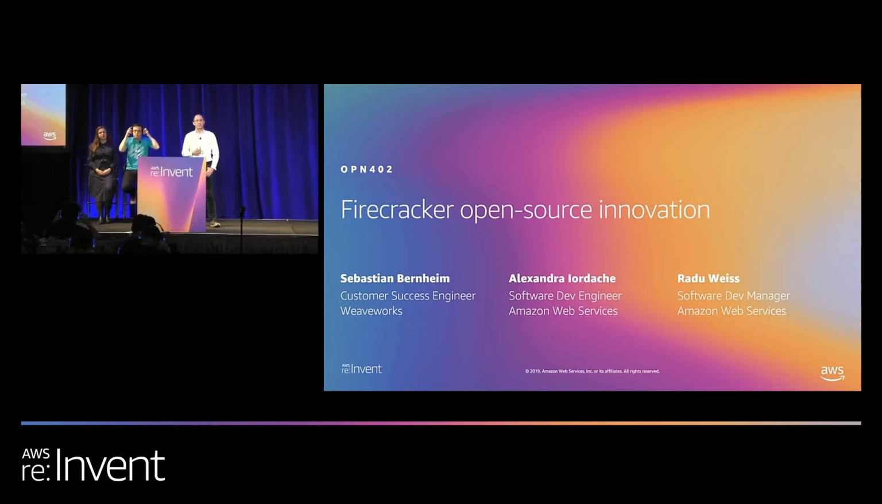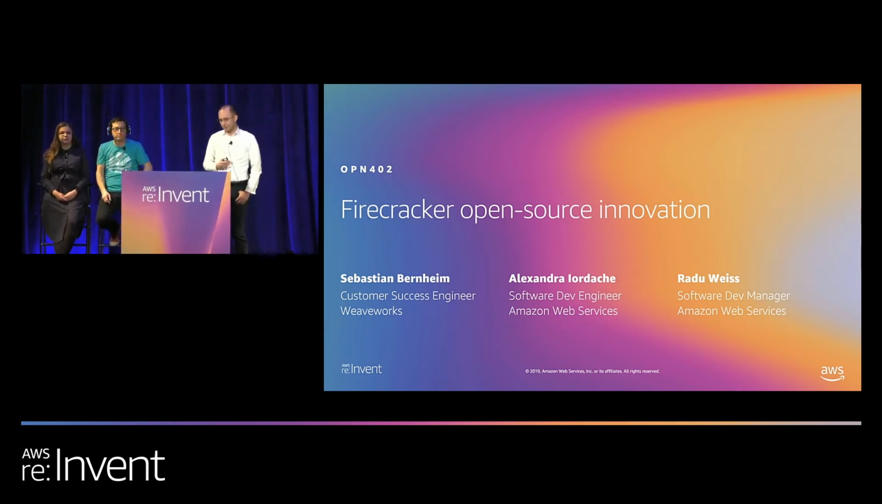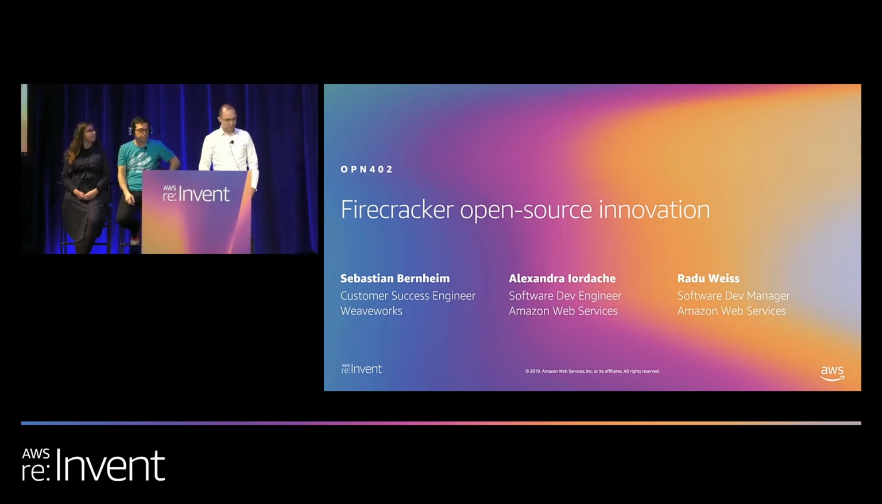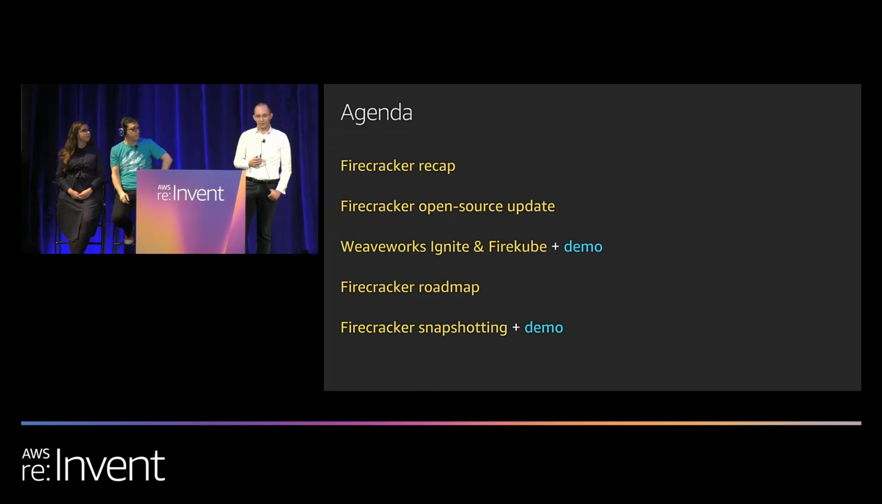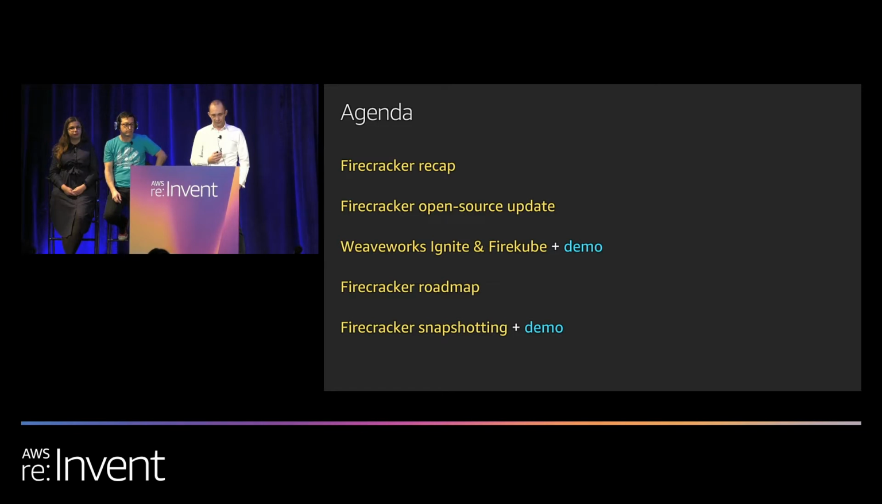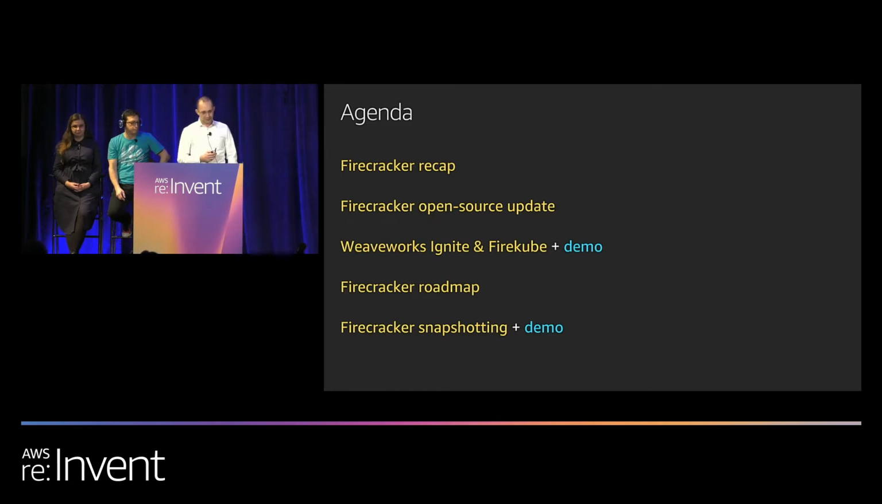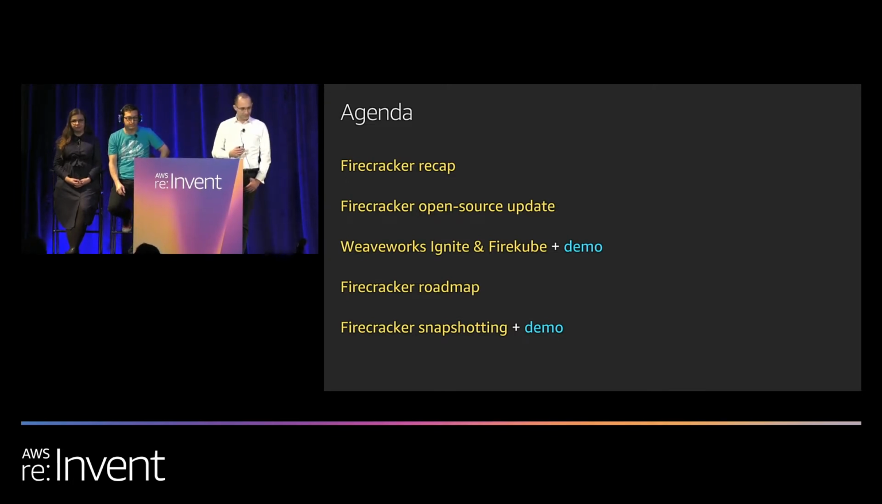And in today's session, we are going to recap what Firecracker is. Then I will look at what's happened with Firecracker in the year since we open sourced it at re:Invent 2018. And I will also later talk about our roadmap. Sebastian will tell you all about how Firecracker is used at Weaveworks. And then my colleague Alexandra will focus on snapshotting, which is an upcoming feature for next year. With that, let's get started.